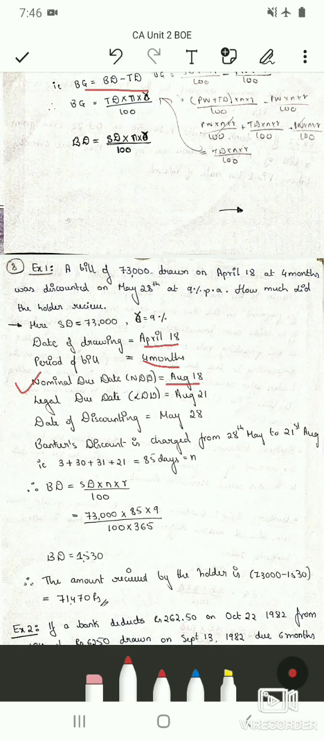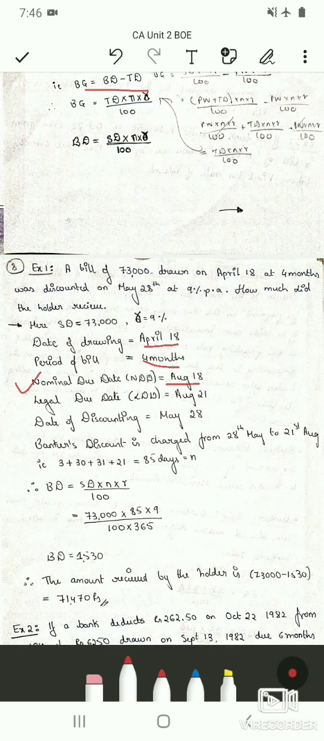They have given in the question the date of discounting as 28th May. This is the date when the seller will give this bill to the banker and get the cash. So that date is given as 28th May. So now what you have to calculate? You have to calculate N. What is this N? It is the period for which banker's discount is charged, from the date of discounting till the due date.